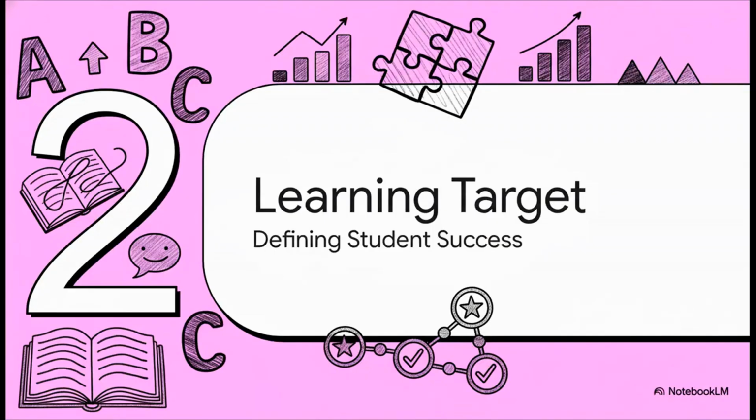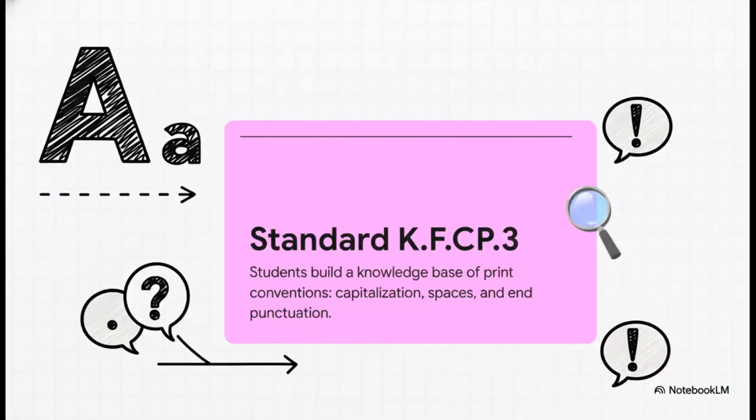Okay, so with that foundation set, let's get really clear on our learning target. What does success actually look like for our students? What are we aiming for? So the official standard says students will build a knowledge base of print conventions. Now in our classrooms, we're going to translate this into a really simple, really powerful I can statement that we can say with our kids. I can show that sentences start with a capital letter, have spaces between words, and end with punctuation.